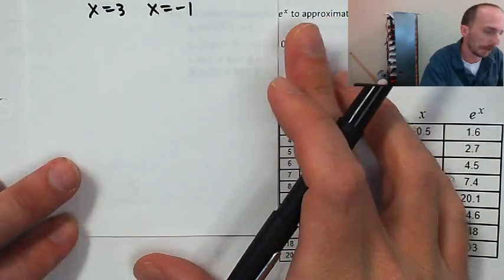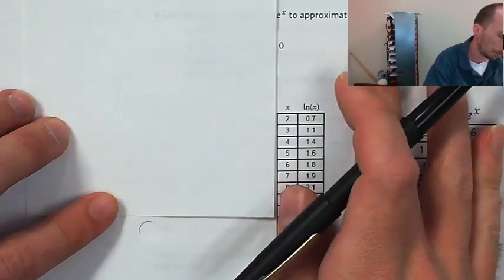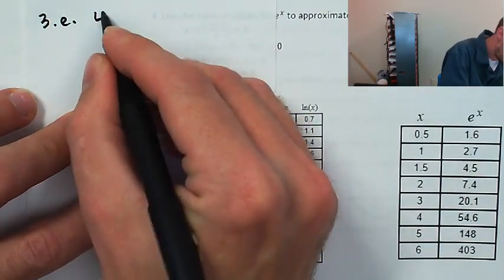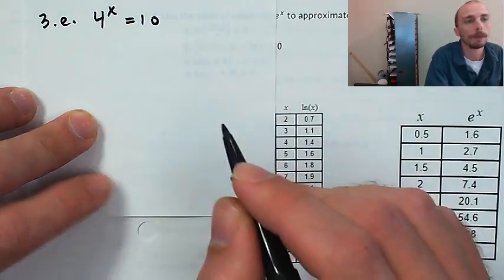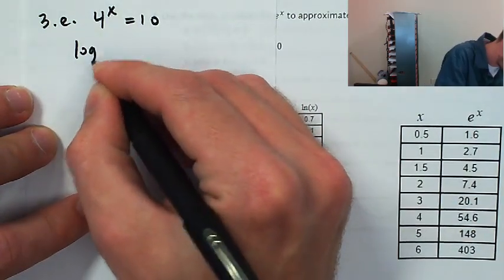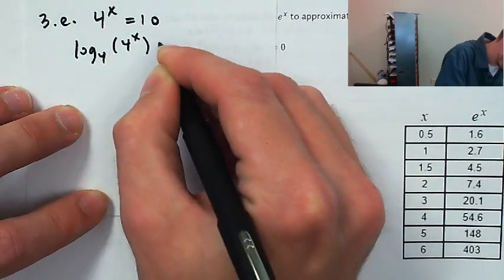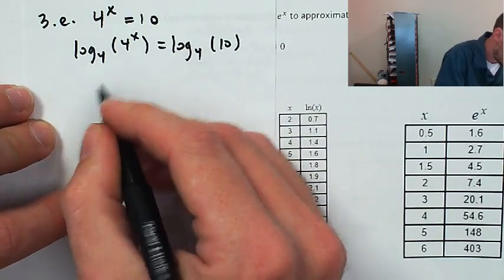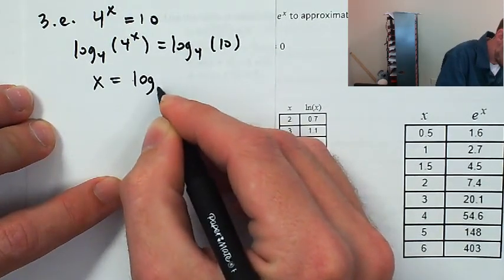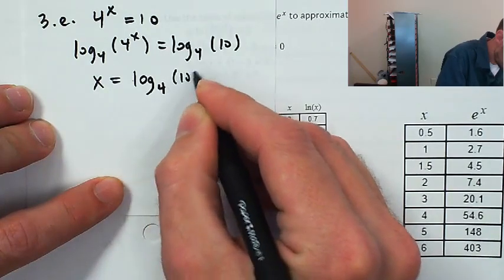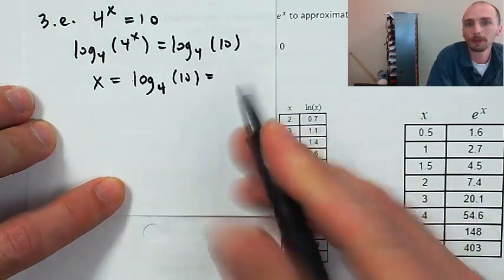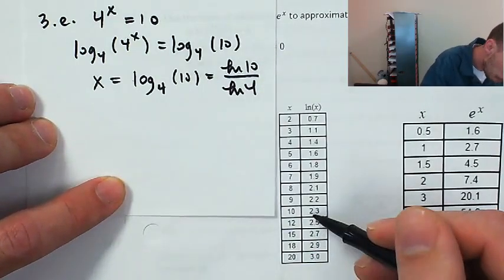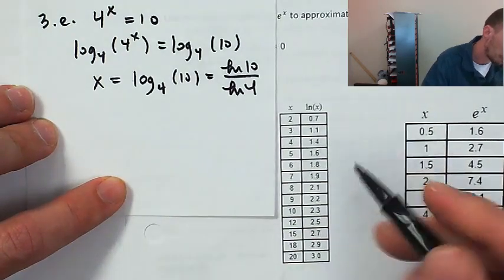All right, e, 4 to the x equals 10. Okay, this is another one where we're going to have to use the change of base formula. But this time maybe it won't be as much of a surprise. So 4 to the x equals 10. I'm going to take the log with base 4 of both sides. And this is x equaling log base 4 of 10, which to write in terms of natural logs, I'm going to use the change of base formula: natural log 10 divided by natural log 4. That would be 2.3 over 1.4, 23 over 14.